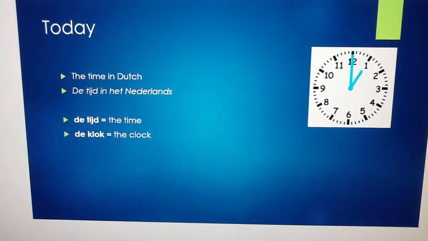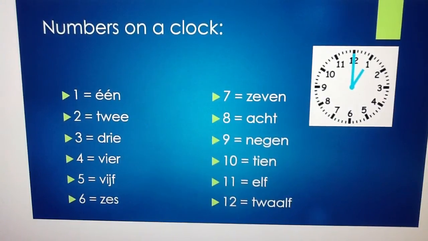The time in Dutch is de tijd in het Nederlands. And we're going to look at de tijd, which is the time. And in order to know what the time is, you need a clock, which is rather simply in Dutch klok, the clock. On the picture you can see a little clock. The picture is kind of a guideline which can help to get a view of what a clock is. If you don't know what a clock is, that's a clock.